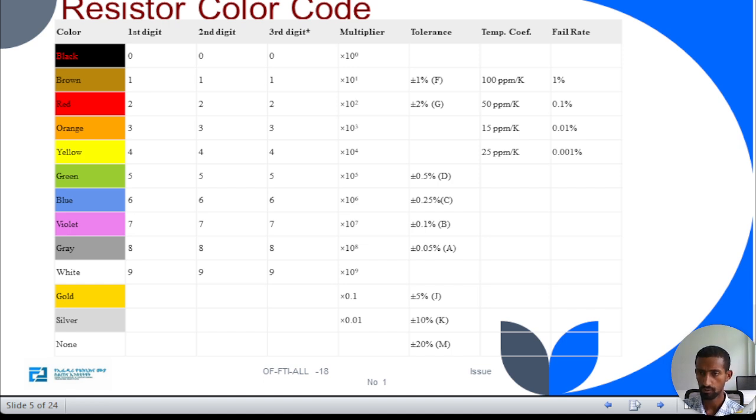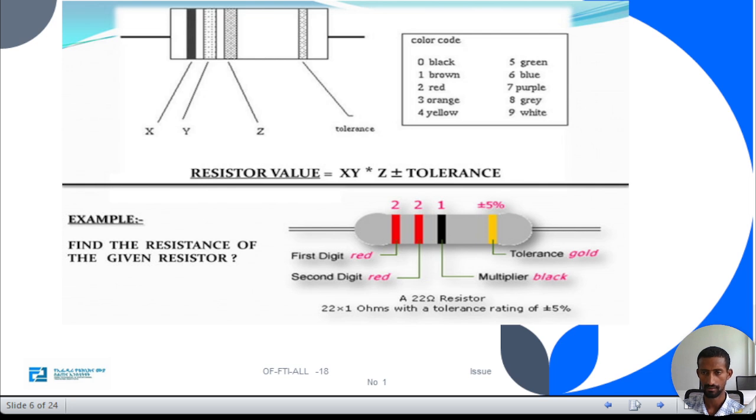When we come to the tolerance, if it is brown, you will have plus or minus 1%. If it is green, plus or minus 0.5%. If it is gold, plus or minus 5%. So by using this table and the color coding, we can get the magnitude of the color coded resistors.